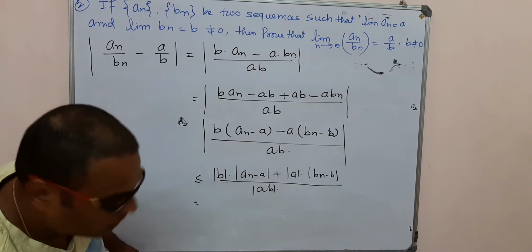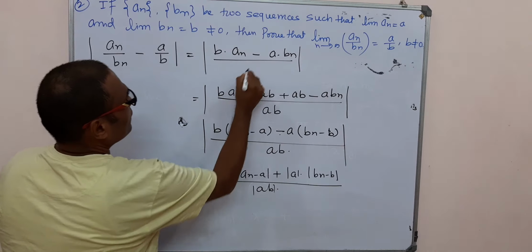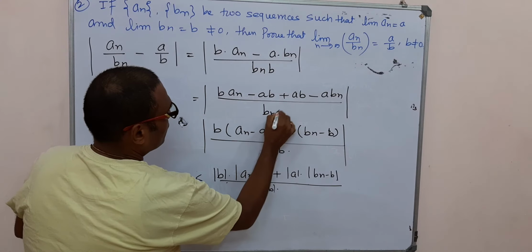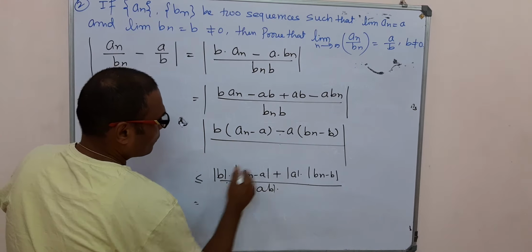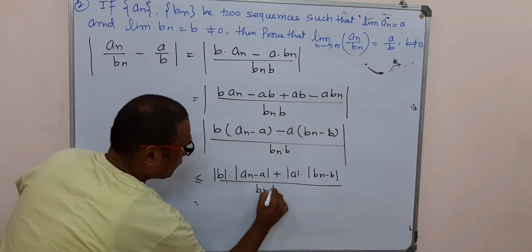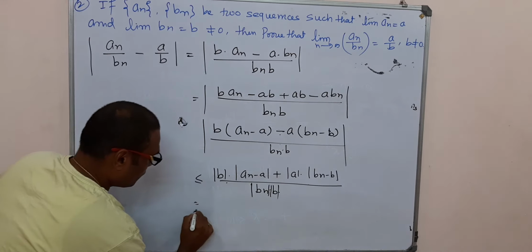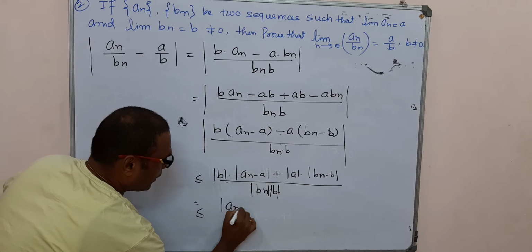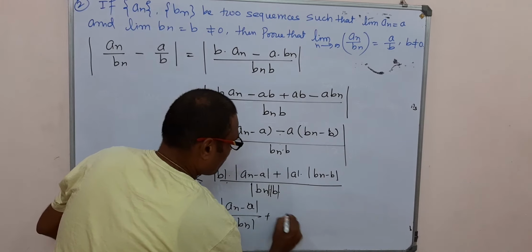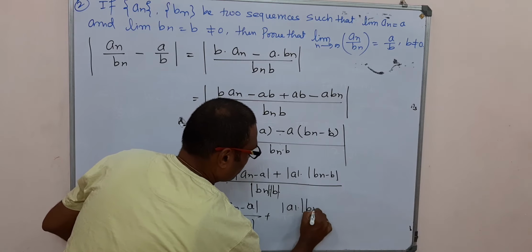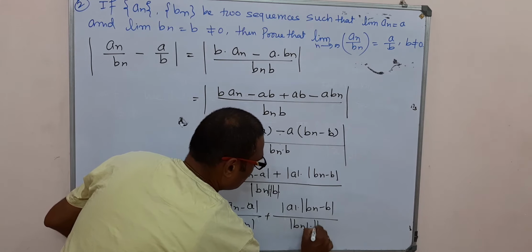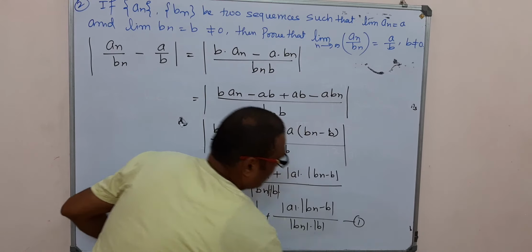There is a mistake here: this one is |bn·b|, and this one is |bn·b|. So this is less than or equal to |an − a| divided by |bn|, plus |a|·|bn − b| upon |bn·b|. Fine.